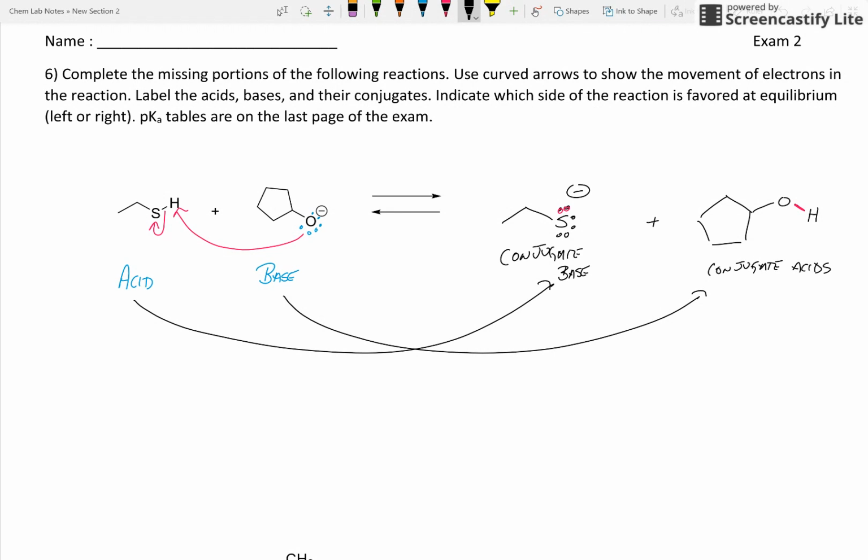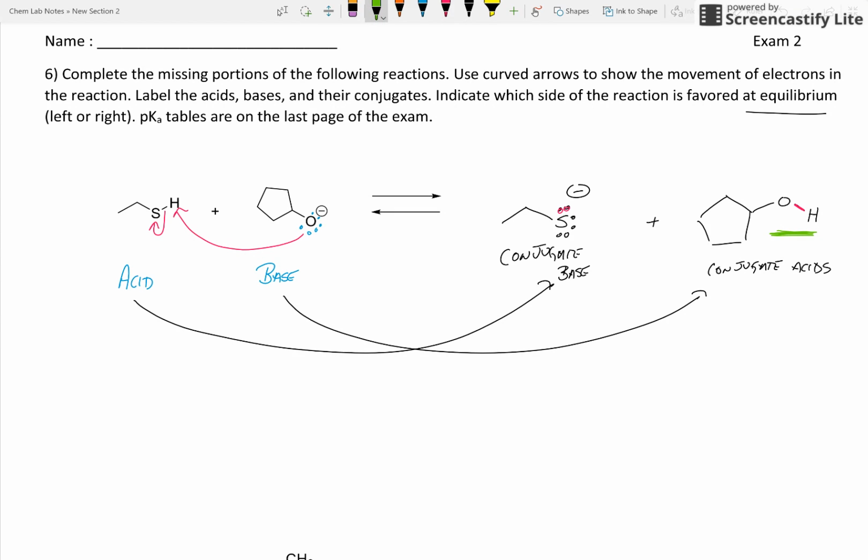Okie dokie. Now we need to pick which side is favored at equilibrium, right? That's just a matter of finding which side has the weaker acid. Or which side has the stronger acid and you pick the other one, right? So there's two ways to look at this. I prefer to find which side has the weaker acid. You can use pKa tables to look at that, right?